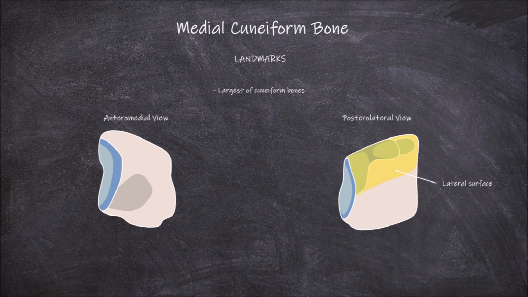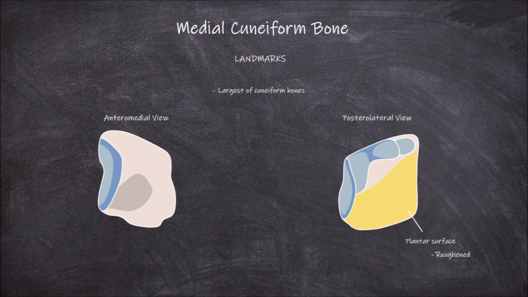This surface has 2 facets for articulation with other bones. Proximally on this lateral surface is a facet for articulation with the intermediate cuneiform bone. Distally on this surface is a facet for articulation with the second metatarsal bone. The third surface is the plantar surface. This surface is roughened for ligament attachment.